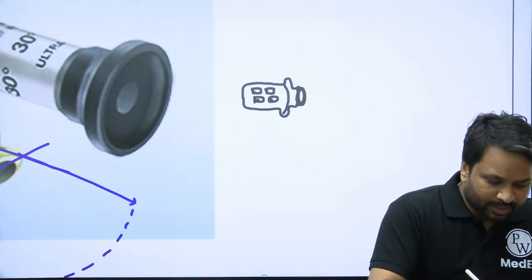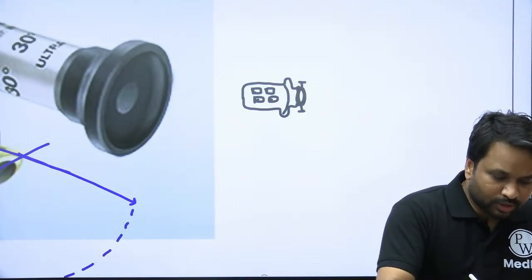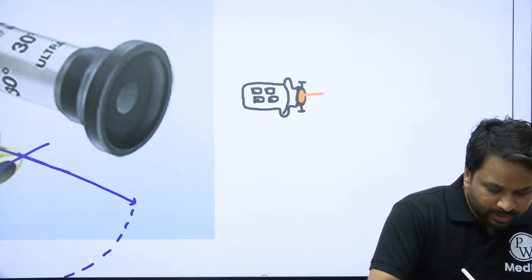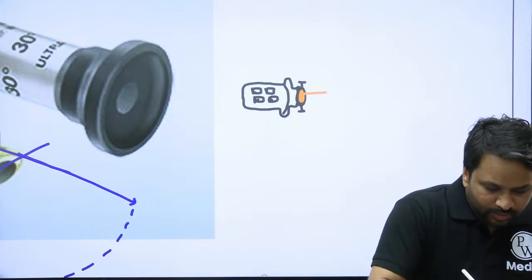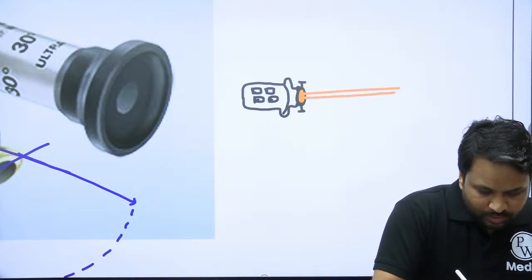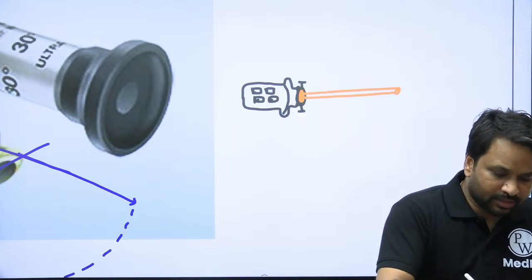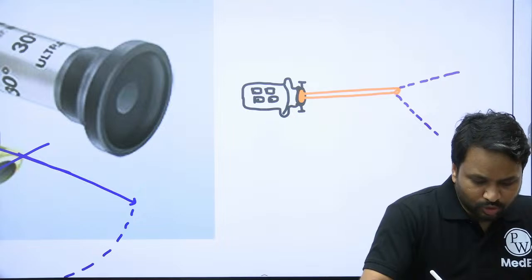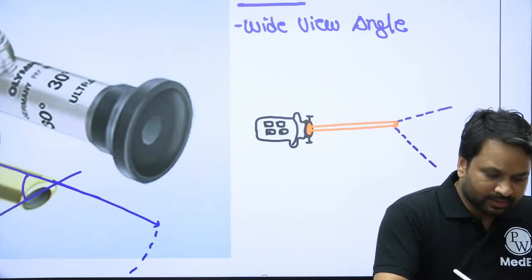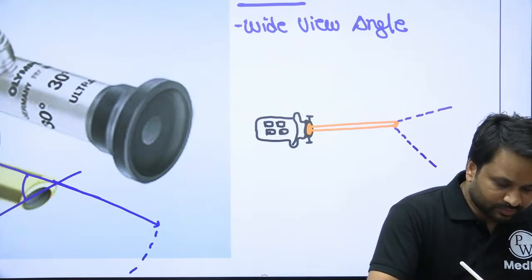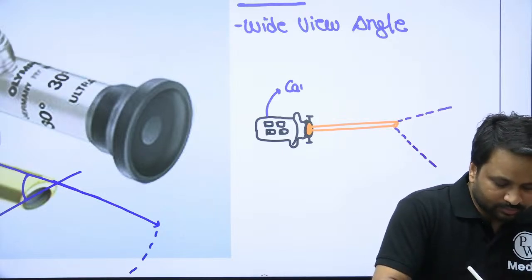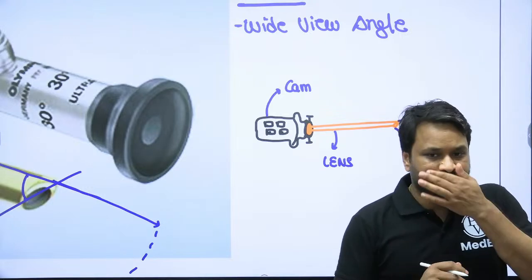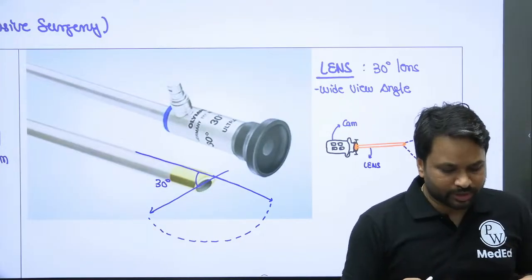Now to this camera head, we usually have a latch. To this latch, your lens is going to be attached. So you take the lens and you attach it to this camera, and as you know, the lens is going to be at a 30-degree angle. So when you take the lens inside, it is now going to have this wide viewing angle. Do not get confused with the concept that the outer covering that you have here, this is what we call the camera, and this one is what we call the lens. That's a basic thing that you should know with respect to laparoscopy.